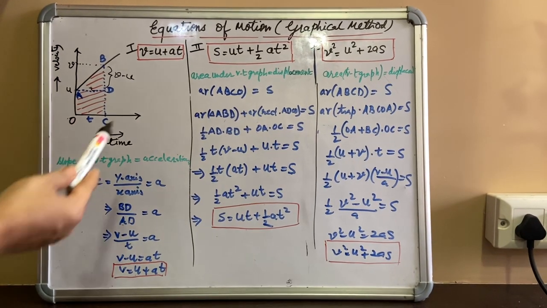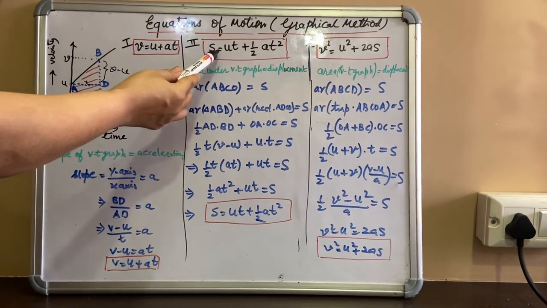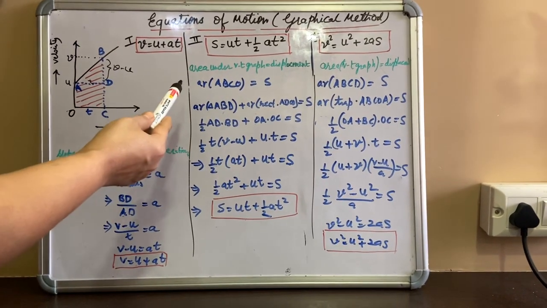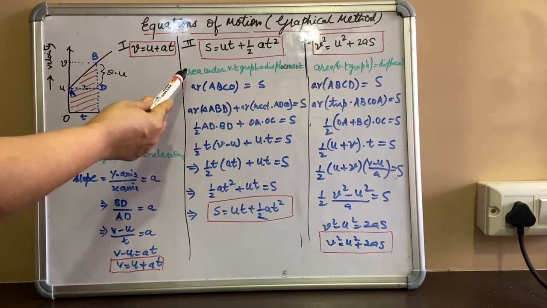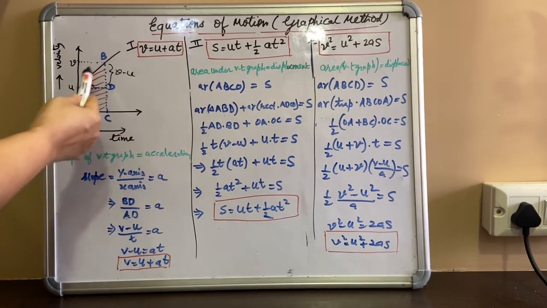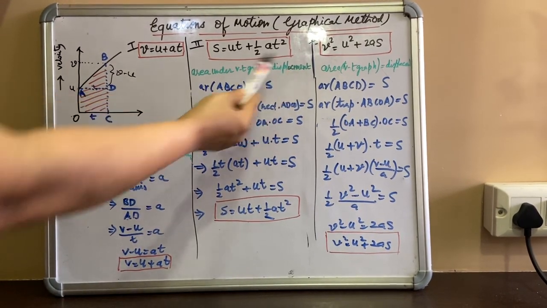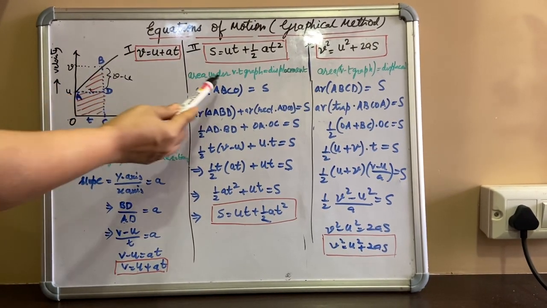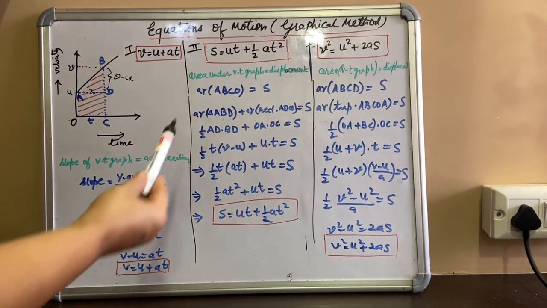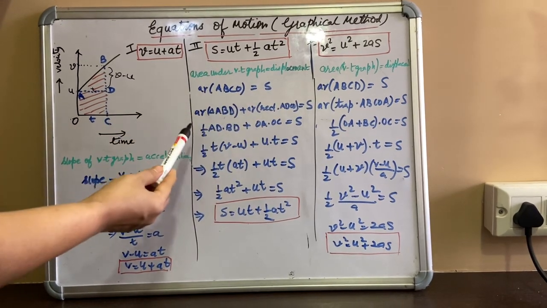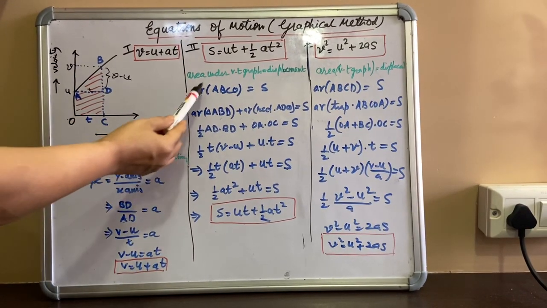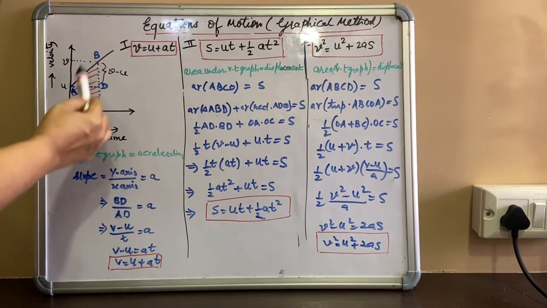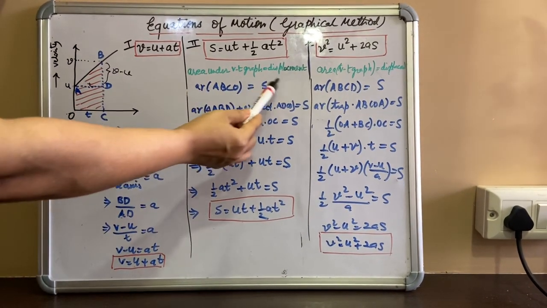Now come to the second equation. The second equation of motion is s equals ut plus half at square. Now we will use the property that the area under the VT graph is displacement. Suppose the displacement is s. So the area under the VT graph under AB, that is ABCO, is equal to s.